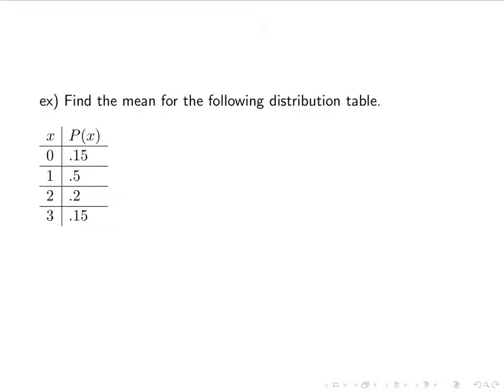So let's try another one. We'll find the mean for the following distribution table. We don't know what they represent, we don't know what it stands for, but it doesn't matter. I have the values and I have their corresponding probabilities. So E of X, which again is the same thing as mu, I'm going to just add the products of the values and their probability. So 0 times 0.15 plus 2 times 0.5 plus 2 times 0.2 plus 3 times 0.15.